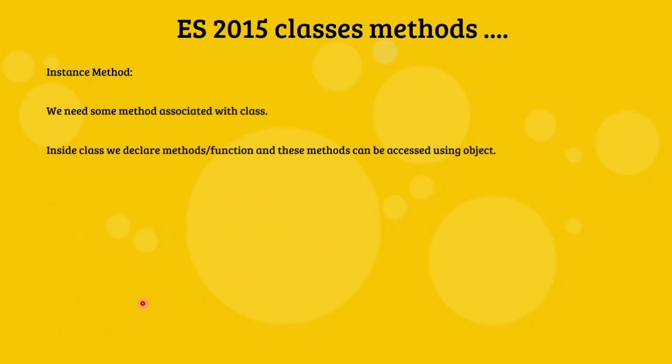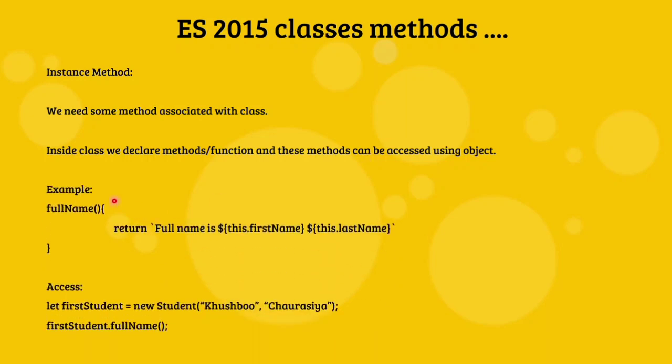When we are talking about instance method, at that time, we need some method associated with our class, and those methods we want to access using our object or the instance of our class. So at that time, instance method is declared. How we can declare it? Let's see. Whenever we want to declare instance method, we will simply create a method, and inside that whatever operation we want to perform, we will write that.